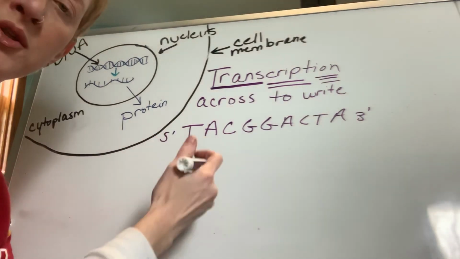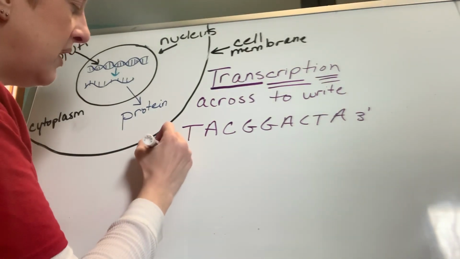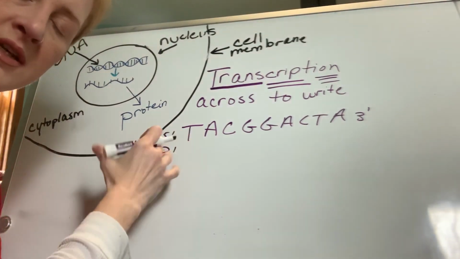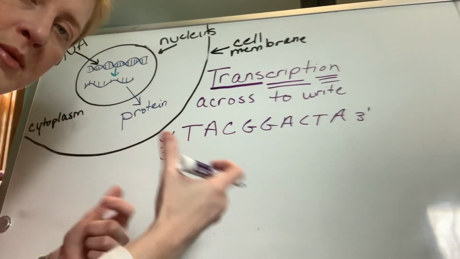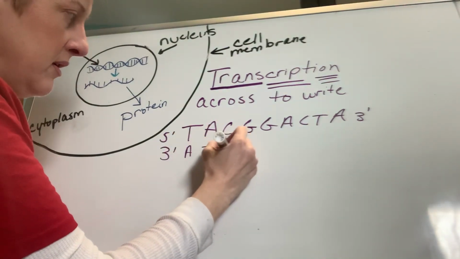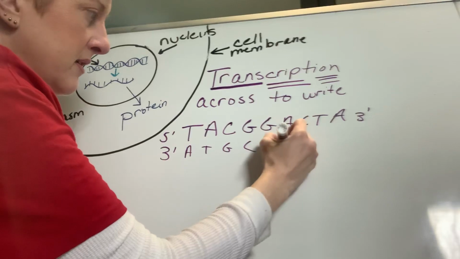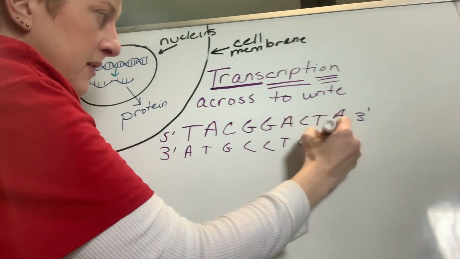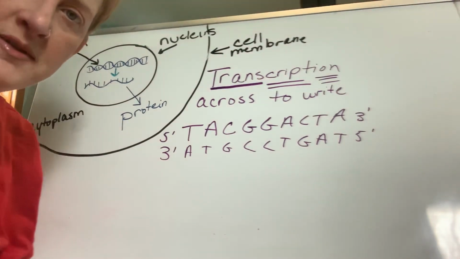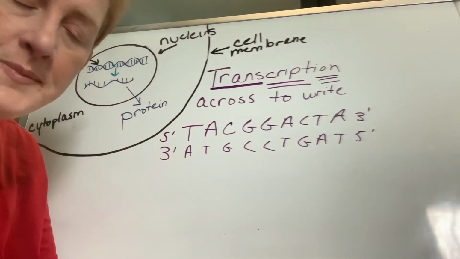And if I were to do my complementary strand, I know that it has to be 3'. Remember, that was the position of our sugar, our 3' or 5' end. And it would look like this. Okay, so if I did my complementary strand of DNA, that's what this looks like.